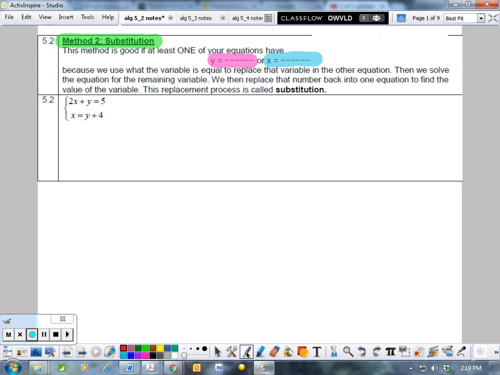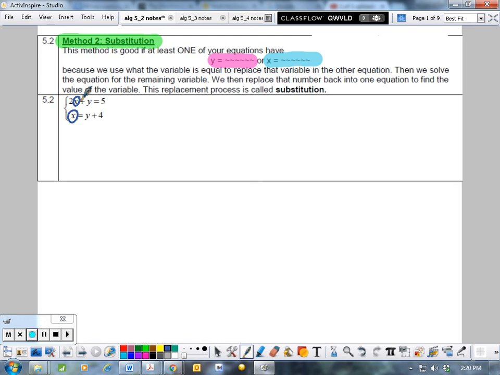So we're going to look at our first equation. We have our system. We have 2x plus y equals 5. And then we have x equals y plus 4. And so the first thing we're going to do is look for which one's by itself. Do I have a y equals or do I have an x equals? And when I look at this, right here I have an x equals. Which means that up here, instead of this x, I'm going to put what x is equal to.